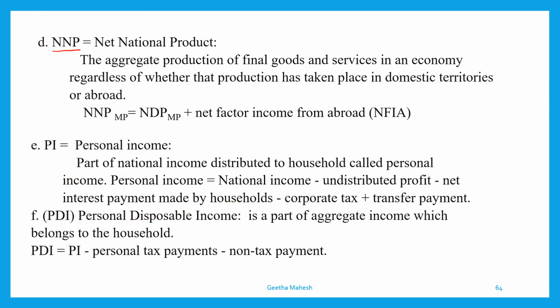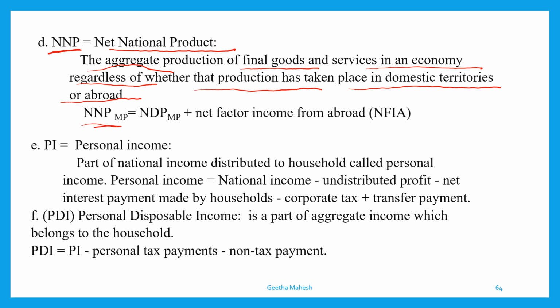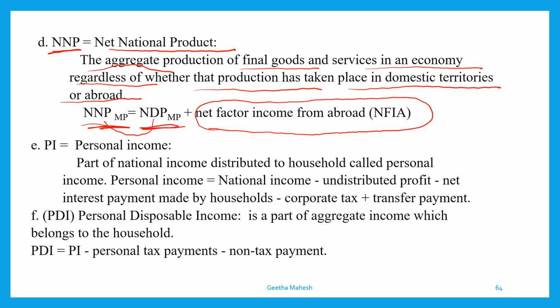Next one, NNP, net national product, the aggregate production of final goods and services in an economy, regardless of whether that production has taken place in the domestic territories or abroad. So NNP at market price equals NDP at market price plus net factor income from abroad. So domestic is converted into national. To convert domestic into national, you should add net factor income from abroad.